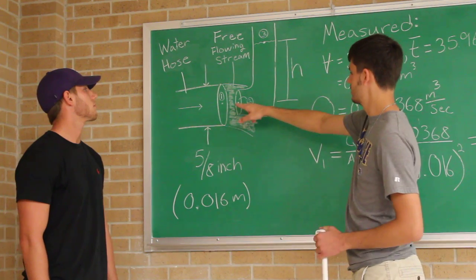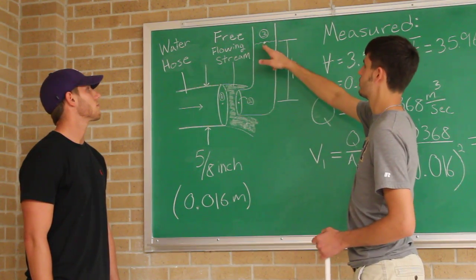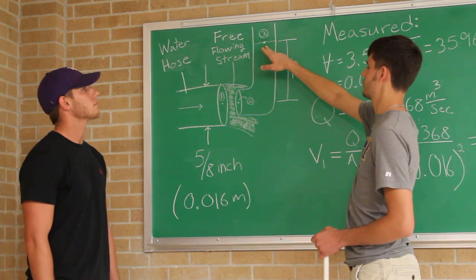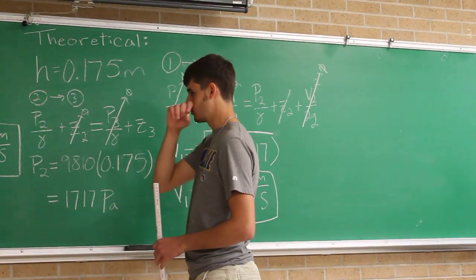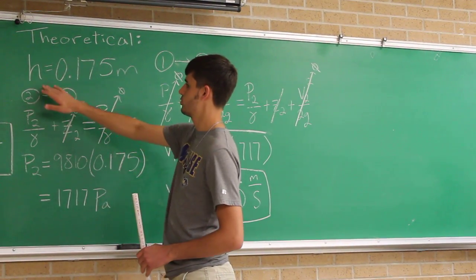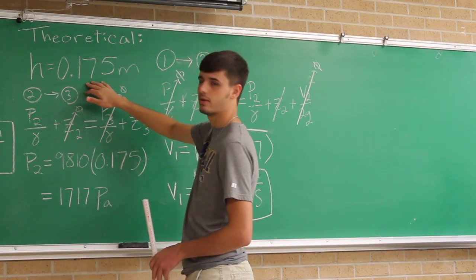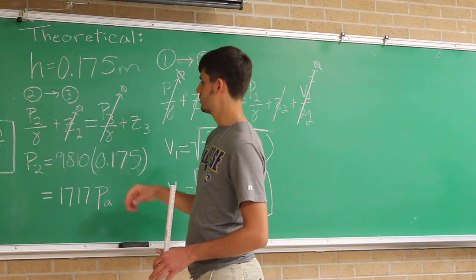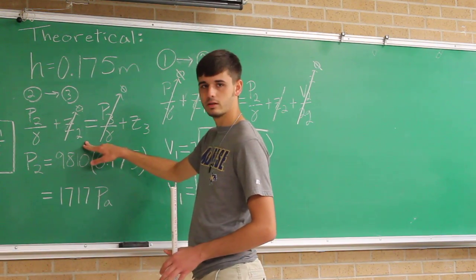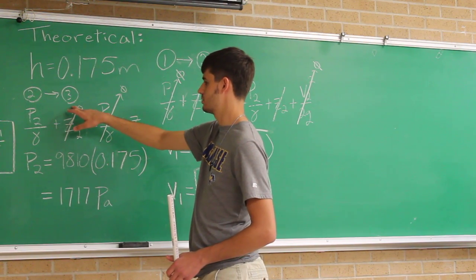Our second point is the center of the entrance of the manometer, and our third point is the free surface inside the manometer. So, using a ruler, we calculated the height in our manometer, which came out to be about 0.175 meters. From this height, we did a Bernoulli equation from point 2 to point 3 in our system.